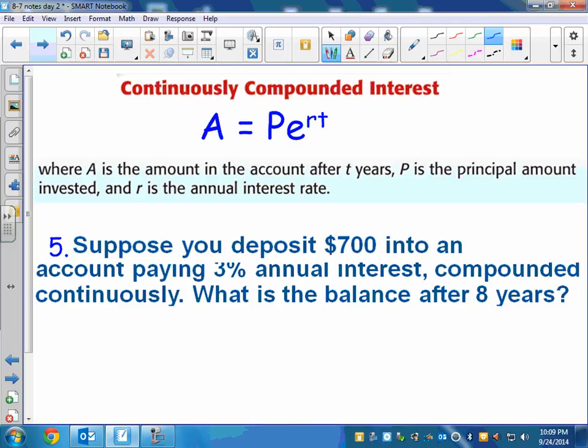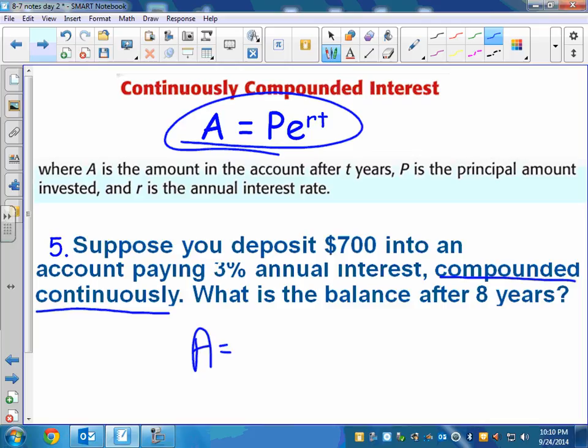And e is the number e that you would use your calculator on. So it says, suppose you deposit $700 into an account paying 3% annual interest, compounded continuously. So when you see compounded continuously, that's what tells you to use this formula as opposed to the other interest formula that we did a few sections ago. What is the balance after 8 years? So we just have to plug stuff in. We want to know what is the new balance. P is the amount we started with, so that's $700. e to the rt, r is the interest rate, but remember we're not going to plug 3 in here, 3%. It's like 0.03 times the number of years, which is 8. Put that in parentheses or you're going to get the wrong answer.